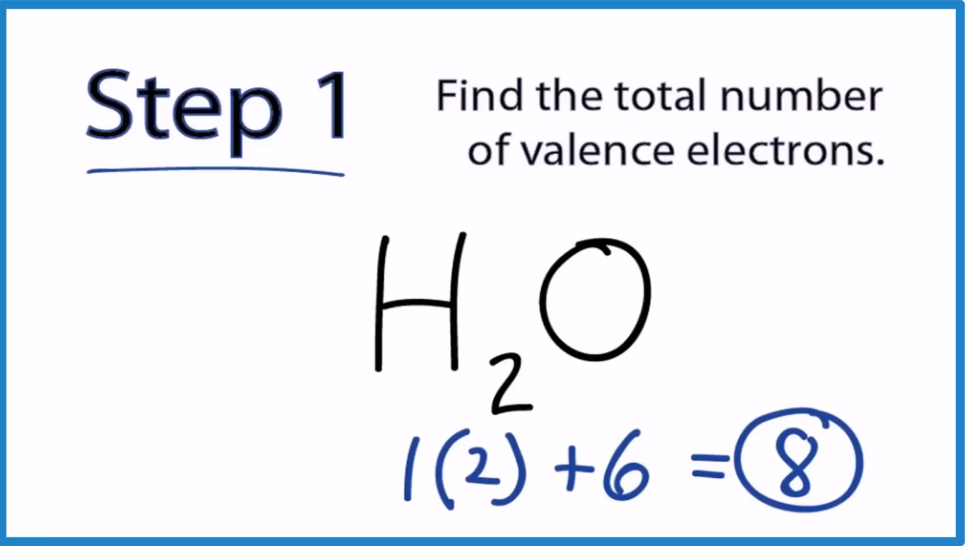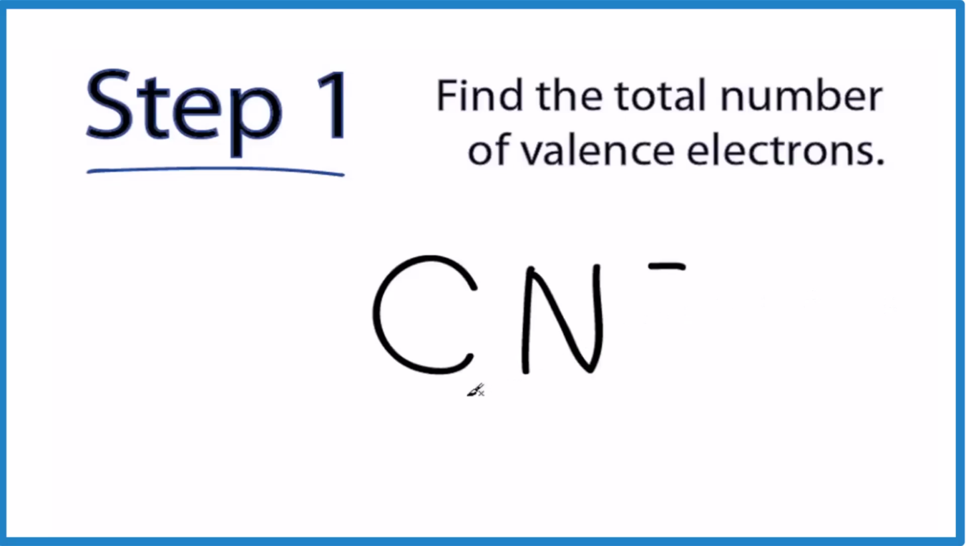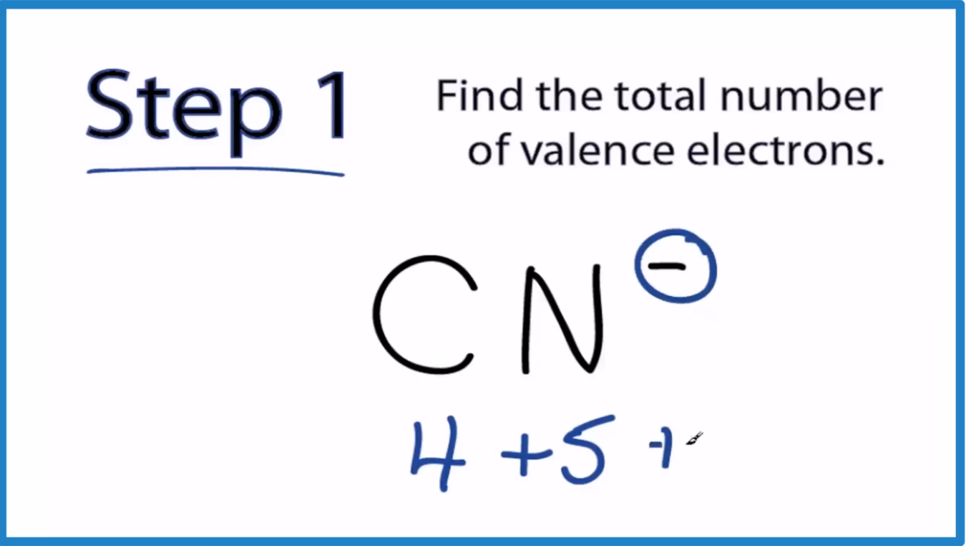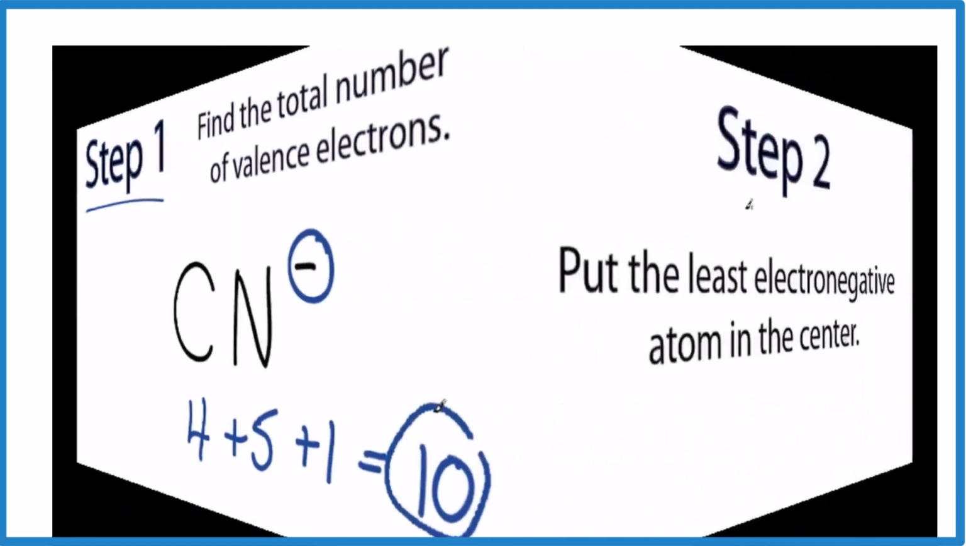Let's try one more, cyanide. For cyanide, we can look on the periodic table again. Carbon has 4 valence electrons, and nitrogen has 5. The trick for this one is, though, it's a negative ion. This negative sign right here tells you that there's going to be 1 extra valence electron. So 4 plus 5 plus 1, 10 valence electrons for the cyanide ion.